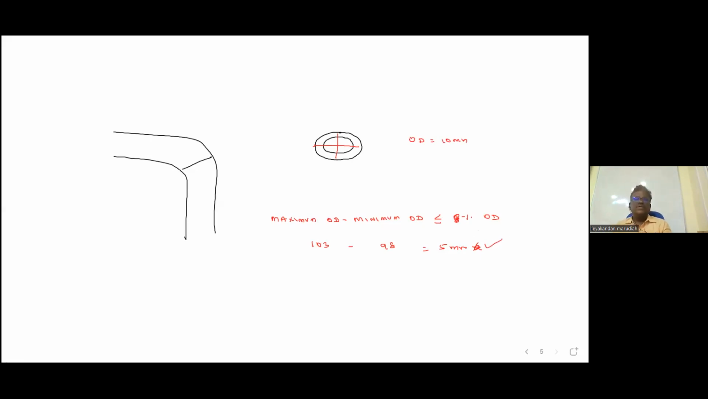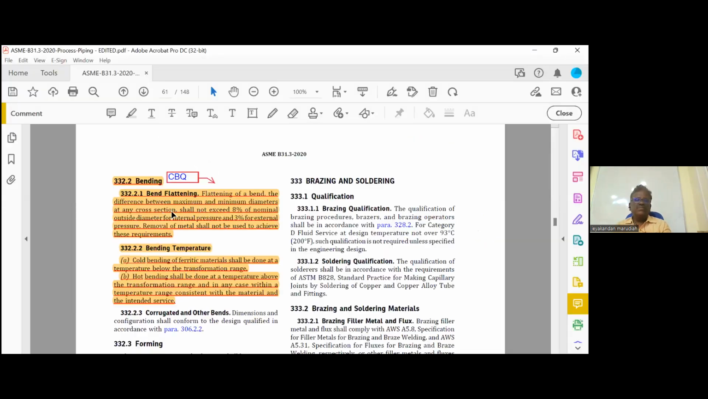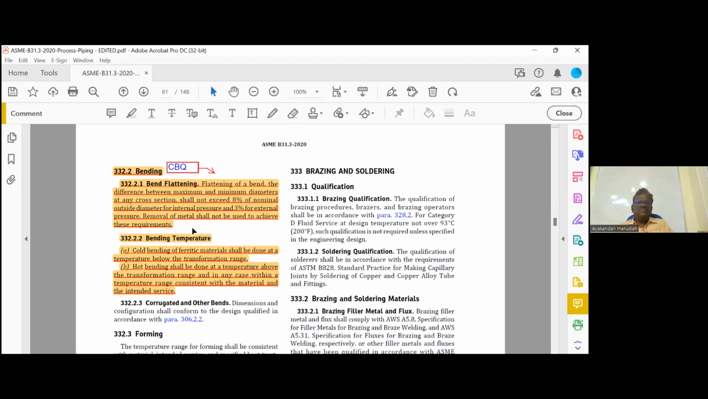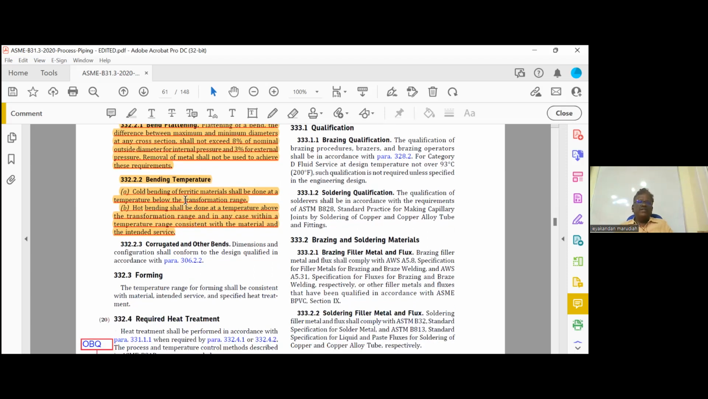Okay. Highlight this one. Flattening of the bend, the difference between the maximum and the minimum diameter at any pressure section shall not exceed 8% of the nominal outside diameter for internal pressure and 3% for external pressure. Removal of metal shall not be used to achieve the requirements. Just mark it, close book, not very important. Bending temperature: cold bending shall be done at a temperature below the transformation range, that is below 700. Hot bending shall be done at a temperature above the transformation and in any case within a temperature range consistent.